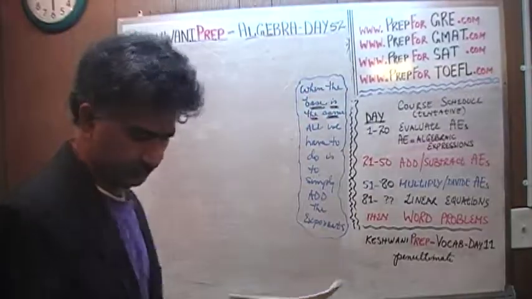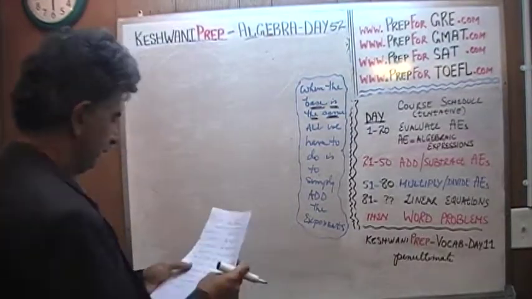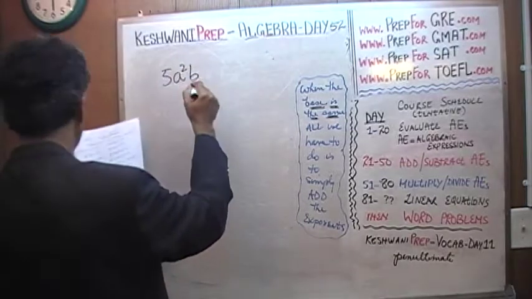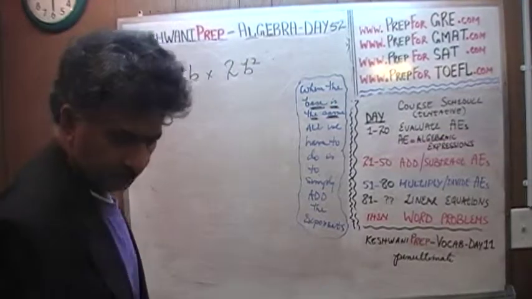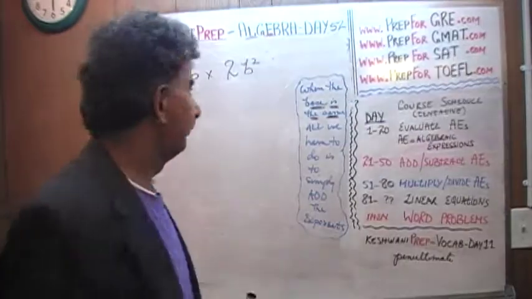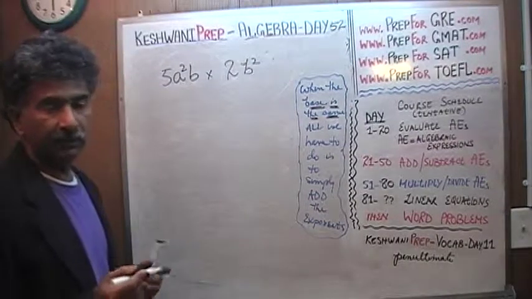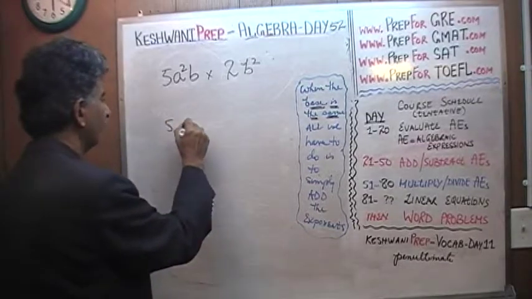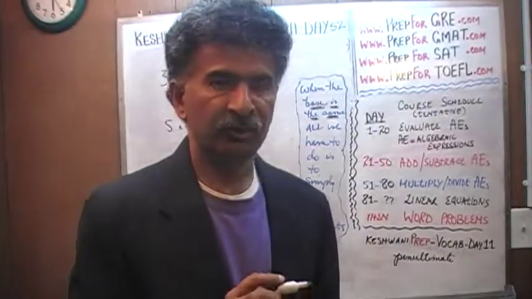We get 5a squared b times 2b squared. Now we understand when we say 5a squared b, technically what should be said is 5 times a squared times b. But nobody actually says it like that. Nobody actually talks like that in algebra.